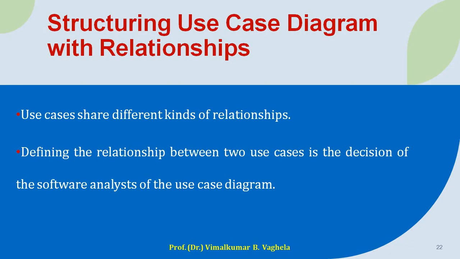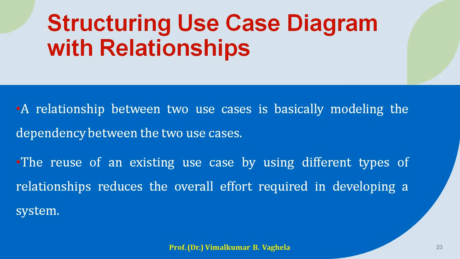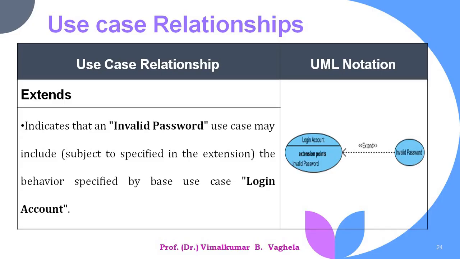Now, we have seen the notation. Now we will see what relationships are to be there in a use case diagram. So use cases will share different kinds of relationships. Defining the relationship between two use cases is the decision of the software analyst of the use case diagram. A relationship between two use cases is basically modeling the dependency between the two use cases. The reuse of an existing use case by using different types of relationships reduces the overall effort required in developing a system. Now, what are the different relationships that are to be there in a use case?